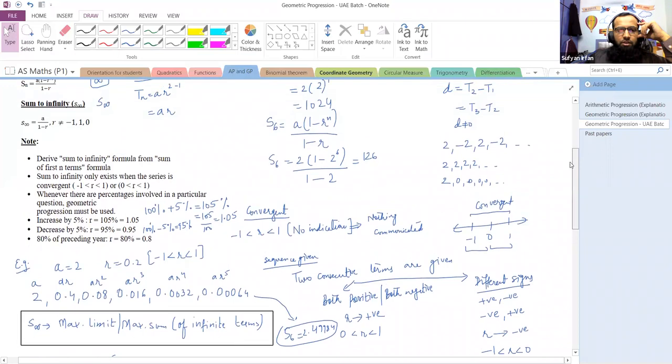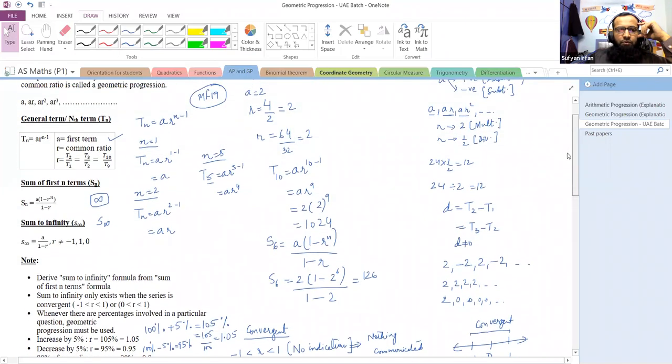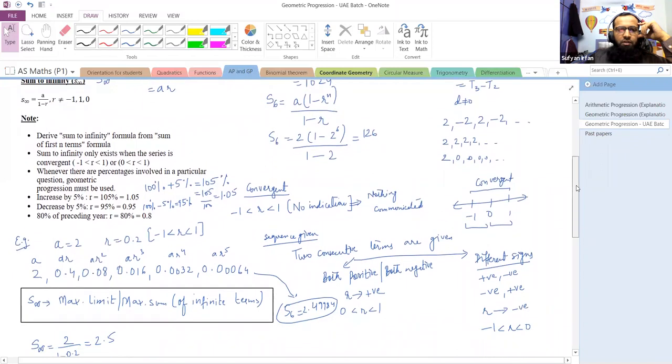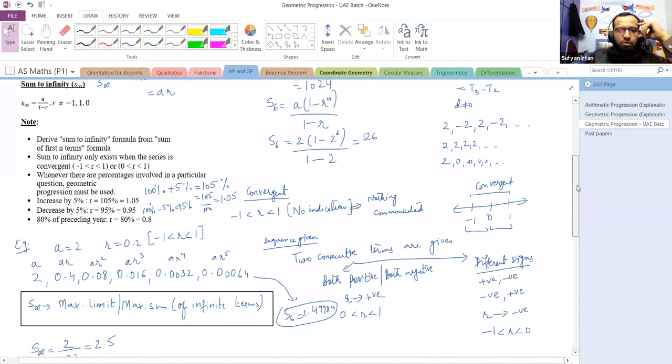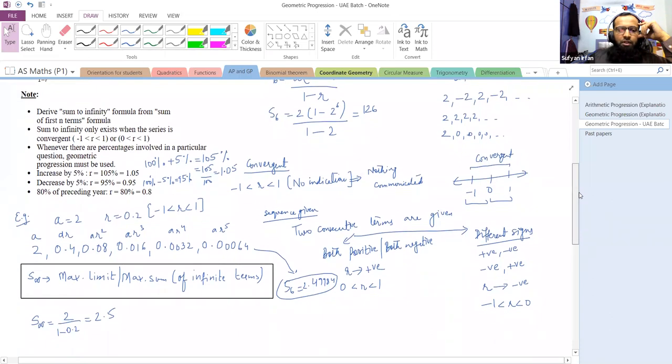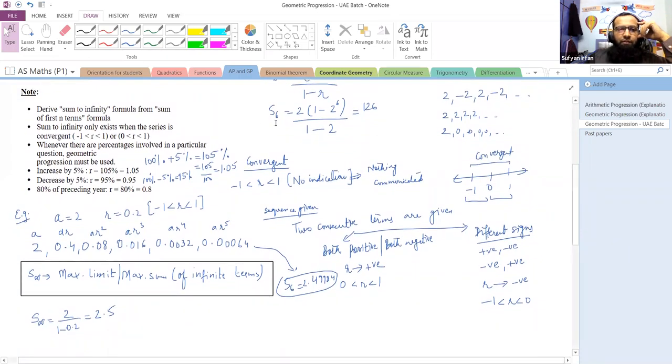Yes. This was the entire thing. We have covered sum of first n terms. We have covered sum to infinity. We have then covered the concept of convergence. We have also taken an example of sum to infinity, and we have covered everything about percentages as well, right? So we are clear with geometric progression. We have covered every single detail about geometric progression, right? If you have not taken the screenshot, I'm giving 5 seconds. You can take the screenshot, then we are moving to the past paper question.